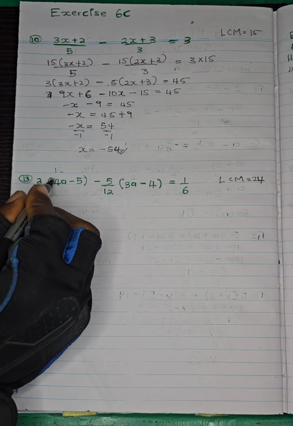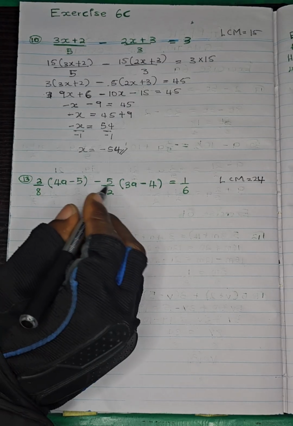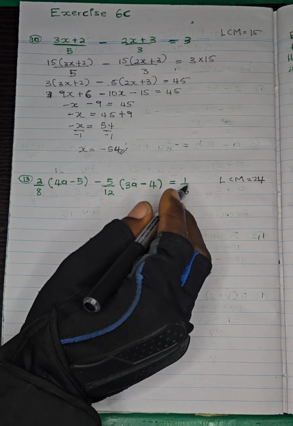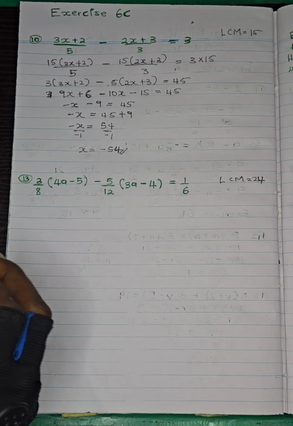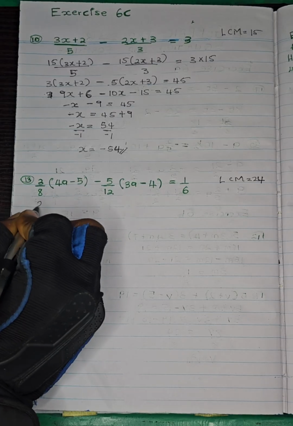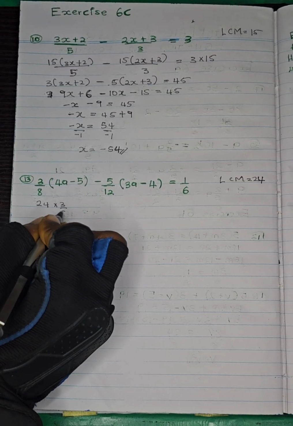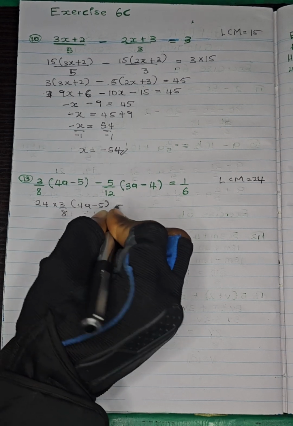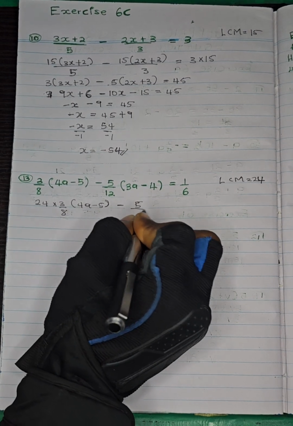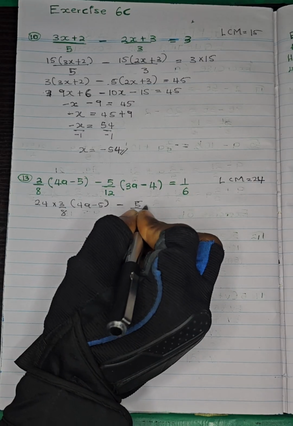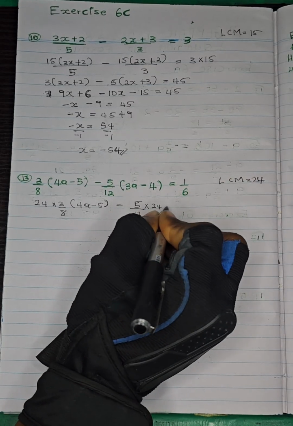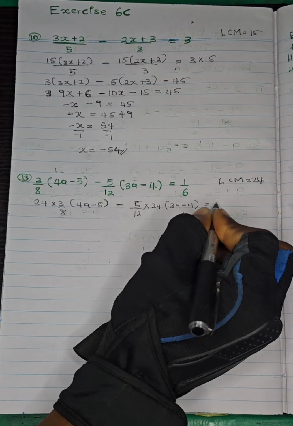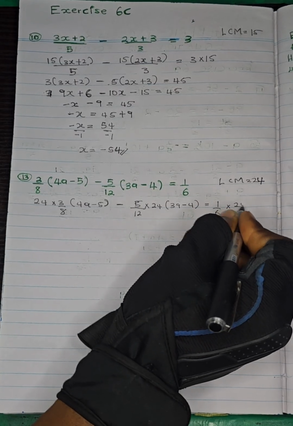You have 3 over 8 bracket 4a minus 5 bracket close, minus 5 over 12 bracket 3a minus 4 bracket close, all equal to 1 over 6. So we have to multiply by the LCM, which is 24. So I will have something like 24 times 3 over 8 bracket 4a minus 5, also minus 5 over 12 times the same 24, bracket 3a minus 4, equal to 1 over 6 times the same 24.